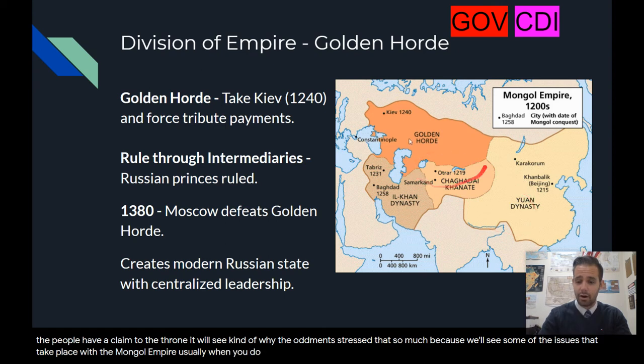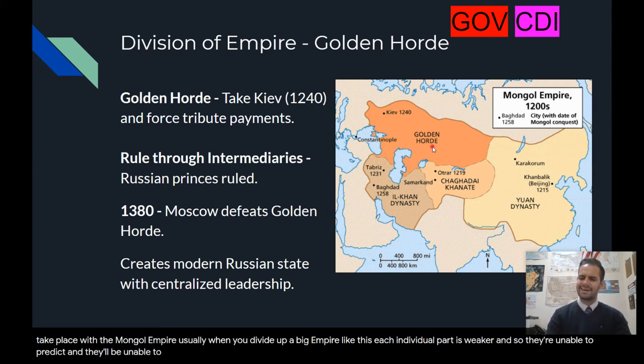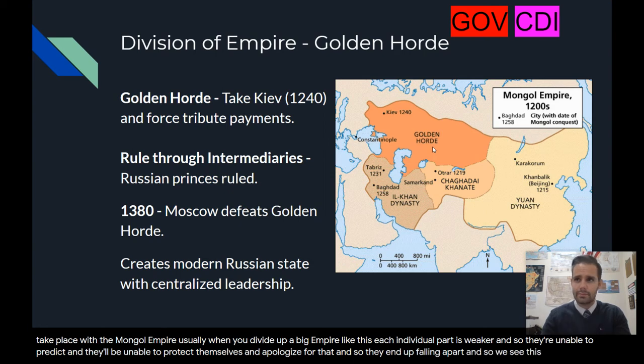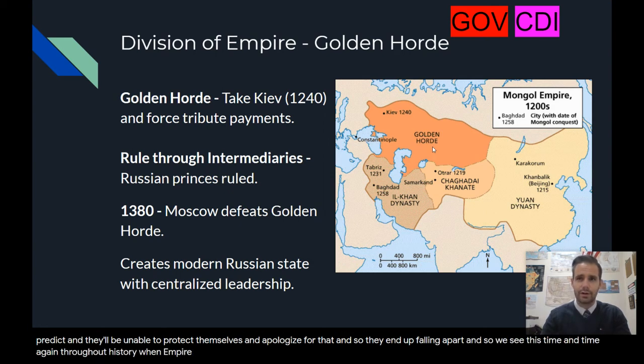Usually, when you divide up a big empire like this, each individual part is weaker, and so they're unable to protect themselves. Apologize for that. And so they end up falling apart. And so we see this time and time again throughout history. When empires split up, usually that's the beginning of the end.